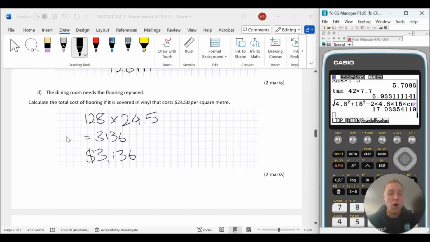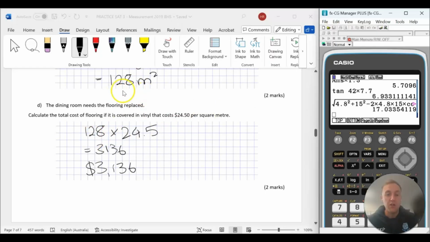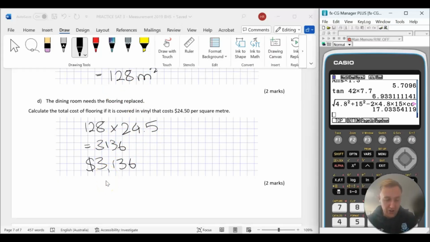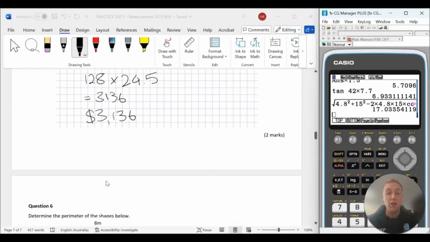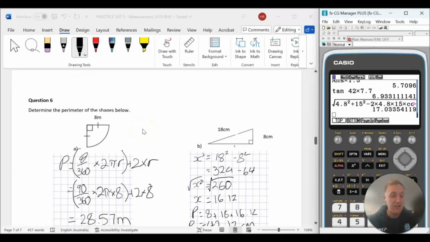Calculate the total cost of flooring if it is to be covered in vinyl. That costs $24.50 per square meter. That's really straightforward, this one, guys. It's 128 total meters squared times by 24.5. That gives us 3,136. That's the total cost to cover the flooring. Must be nice to have that sort of money to spend.